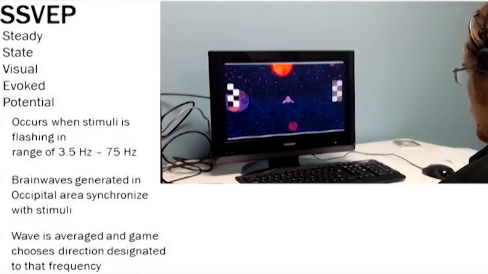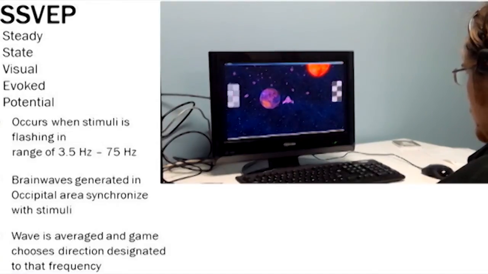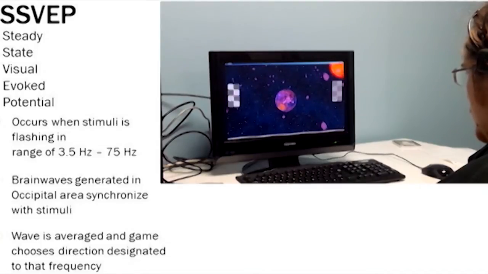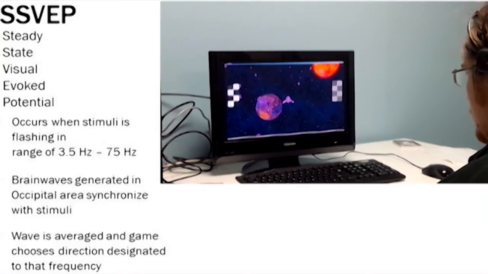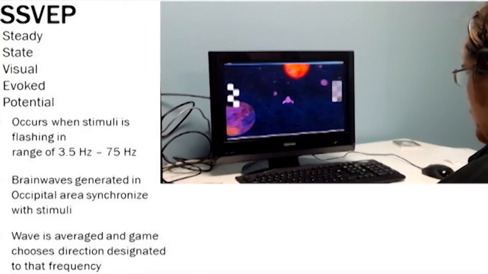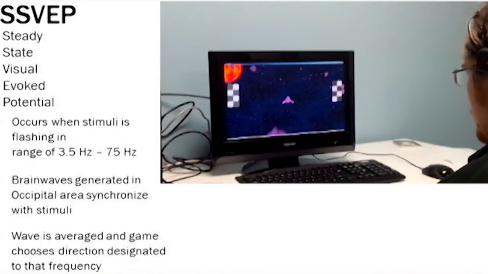So when your user is staring at a stimulus which is flashing or oscillating within the range of 3.5 to 75 hertz, the brainwaves generated in your occipital area, which is your vision processing center in the back, are actually going to start to synchronize with the stimulus. It'll either be exactly at that frequency or at multiples of it. So basically Mike just stares at the right side of the screen, the algorithm averages his wave, figures out the frequency of it, and then just picks which direction to go.